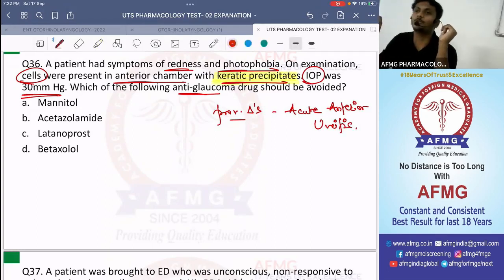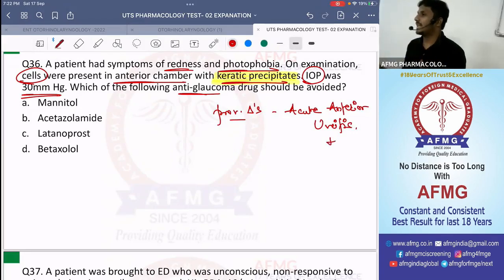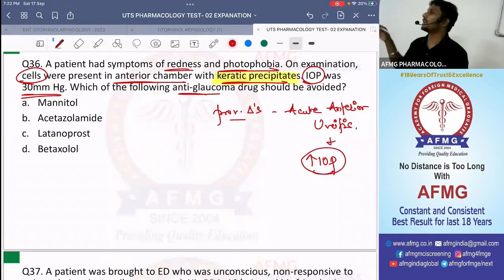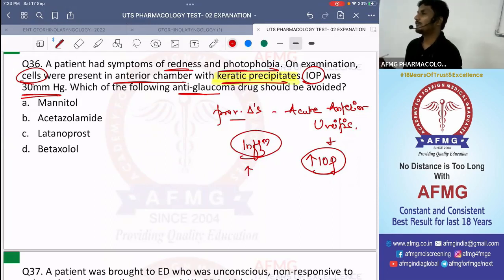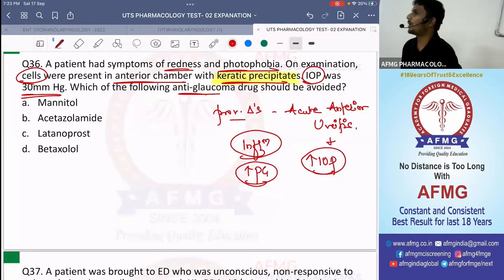Redness, photophobia, cells, keratic precipitates. Keratic precipitates are the hallmark of anterior uveitis. Please remember. Along with that, this uveitis can lead to cells or proteins inside the chamber, and these can block the trabecular meshwork, and therefore the patient can have increased intraocular pressure. That is secondary to this. So it is a type of secondary glaucoma which has developed due to acute anterior uveitis, an inflammatory condition. Therefore, the drugs which will increase inflammation in this patient should be avoided. Inflammation is generally increased by prostaglandins. Therefore, any prostaglandin analog should be avoided in the patient.